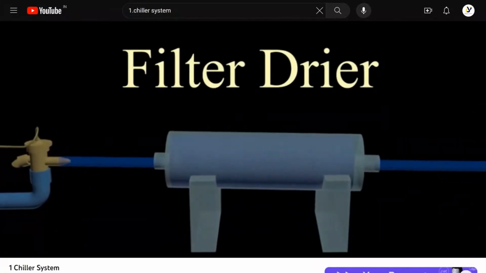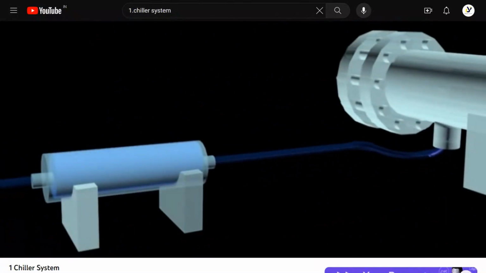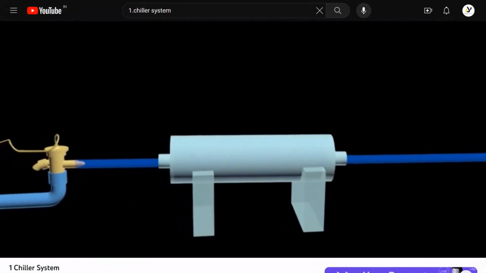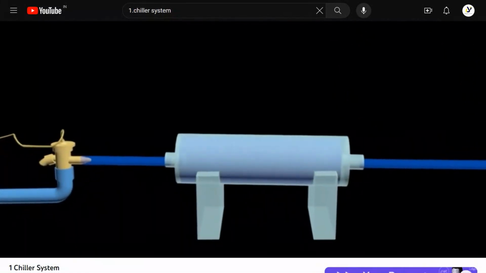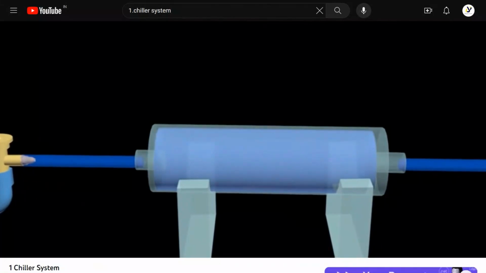Filter dryer. Before the refrigerant flows to the next main component, it passes through an additional component called the dryer. The dryer acts as a dirt filter and absorbs any moisture in the refrigerant. This ensures that the refrigerant is clean and dry before entering the expansion valve.